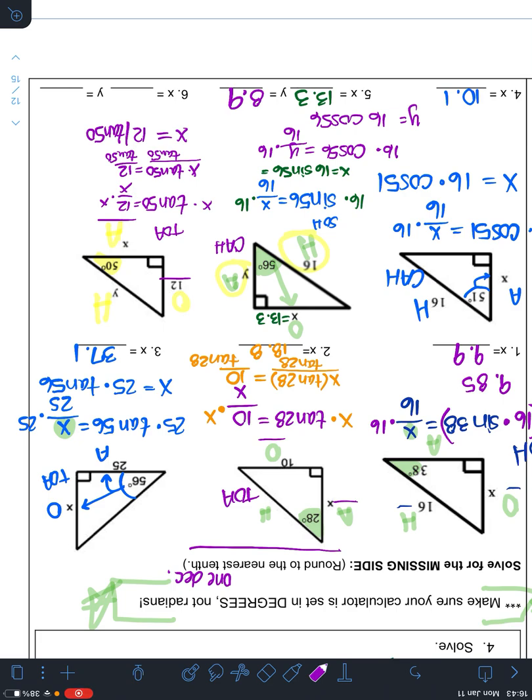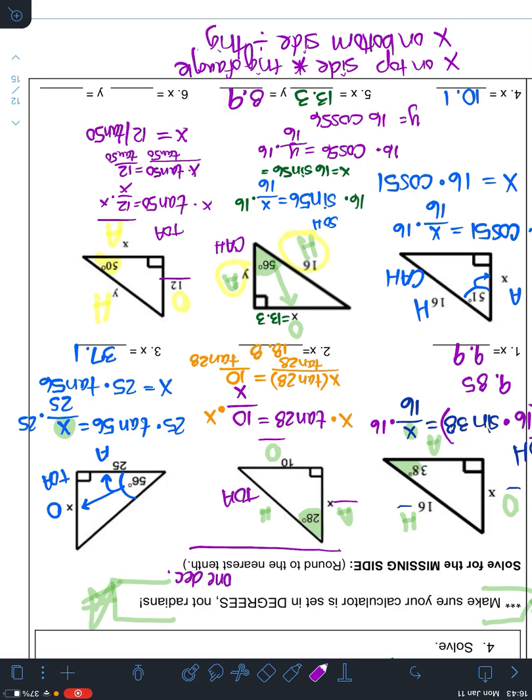Every other time, notice I did the side times the tangent of 50 when x was on top. Okay, so when x was on top, it was the side times the trig of the angle. Okay, if x is on bottom, it's the side divided by the trig of the angle, the sine of the angle, the cosine of the angle, the tangent of the angle. Okay, so you'll get to where you can skip straight from here to here.